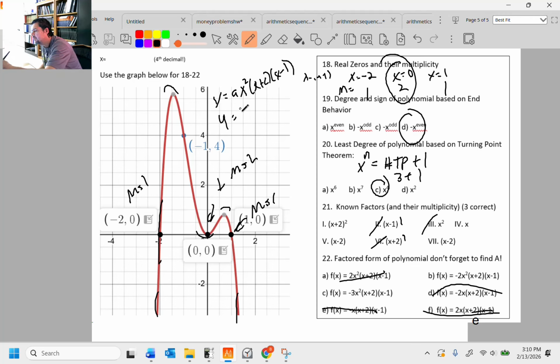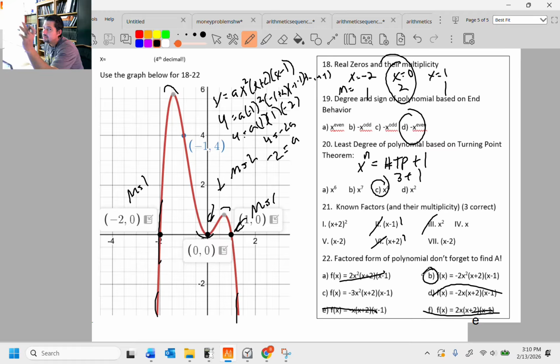Put a 4 in for y, and everywhere you see an x, there's a -1, and apparently this is just too hard to plug in a number. It's too hard. A -1 squared is 1, -1 plus 2 is 1, -1 minus 1 is -2. And then we just keep doing multiplication here. 1 times 1 is 1 times negative 2 is negative 2. 4 equals negative 2a, which means a had to be negative 2. Easy peasy lemon squeezy. That was your quiz.